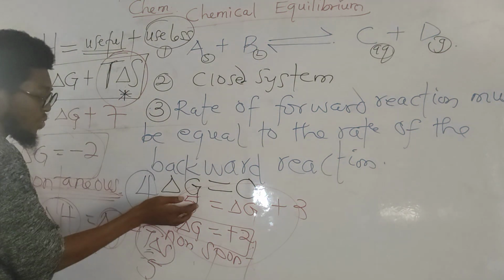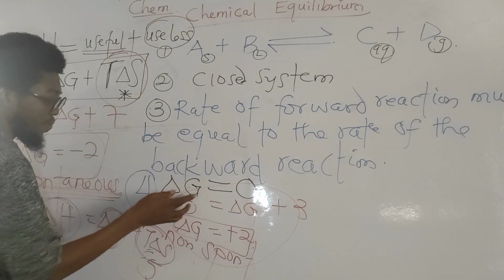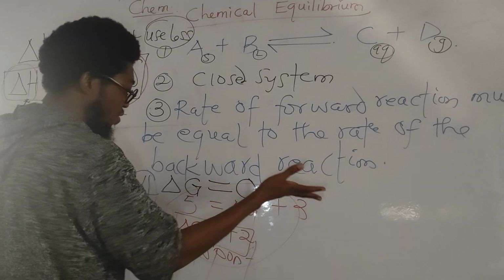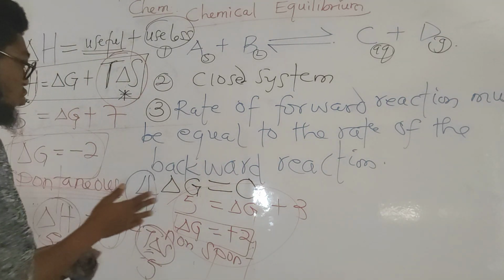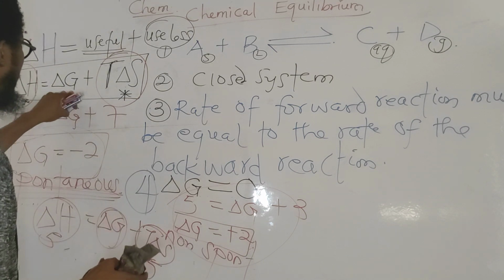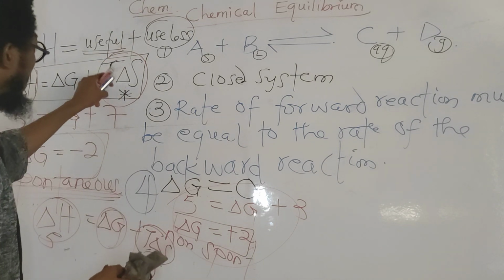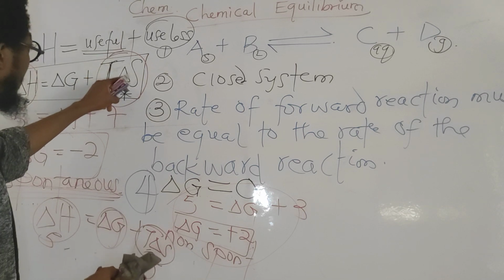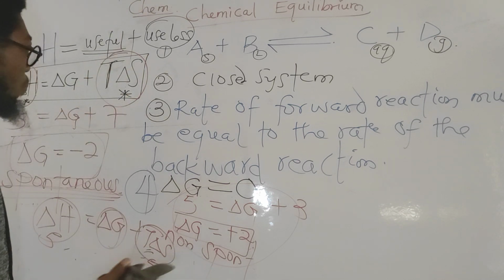And now, we say that the change in Gibbs free energy must be equal to 0, which I tried to illustrate to some extent using this: enthalpy equals change in Gibbs free energy plus temperature, also temperature in Kelvin, times change in entropy.